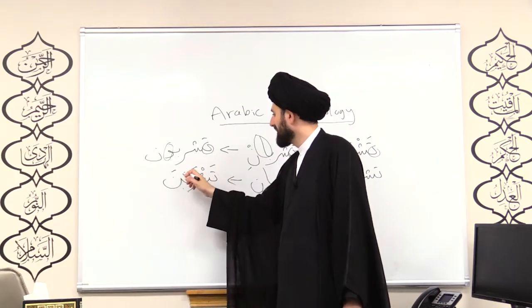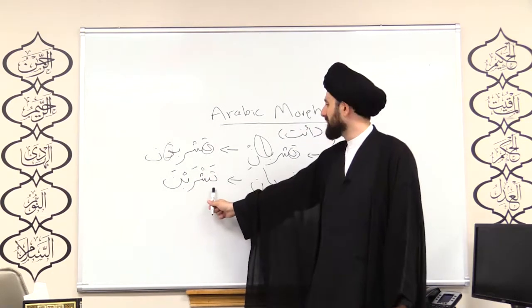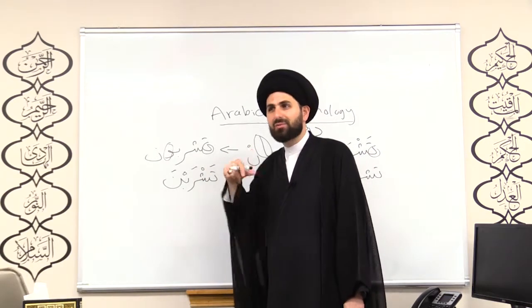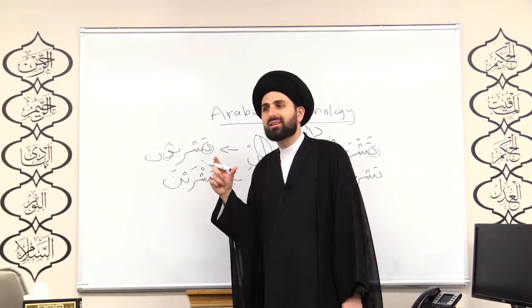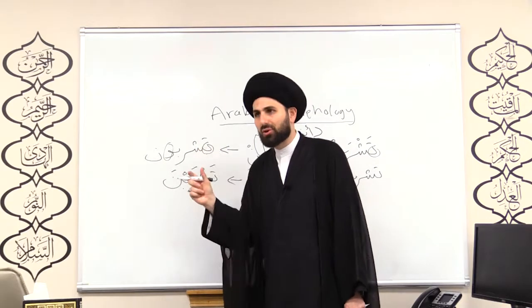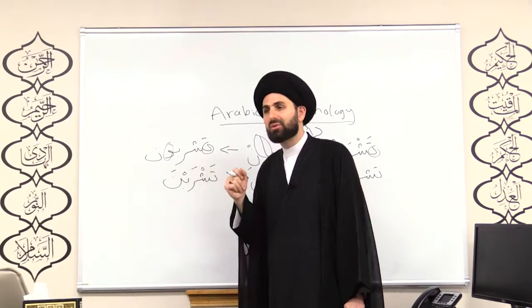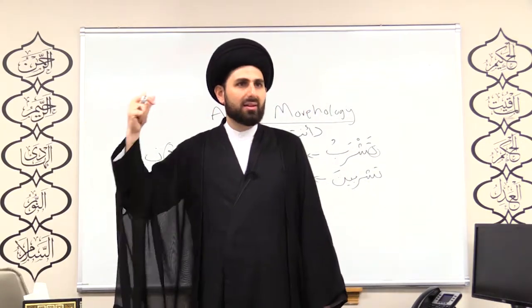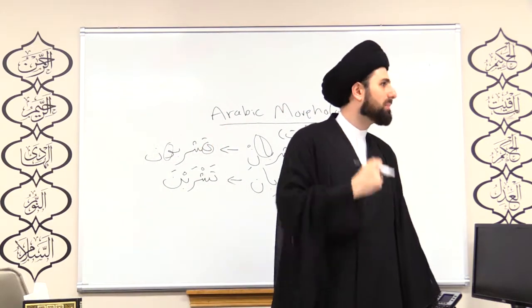Tashrabna. So what are 4 things about tashrabna? It's plural, but be more specific. Plural for who? Females. So it's female plural. It's second person. And it's a present tense verb. These are the 4 things. So plural, female, second person, present tense. These are the 4 things you know about this word.